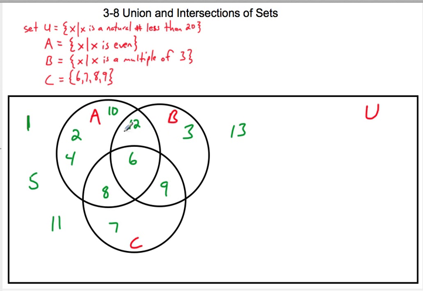13, 14 is even. 15 is not even, but it is a multiple of 3. 16 is even. 17 is none of those. 18 is even and a multiple of 3. 19 and less than 20. So we're done. I may have made a mistake on one of those, but let's check it out.